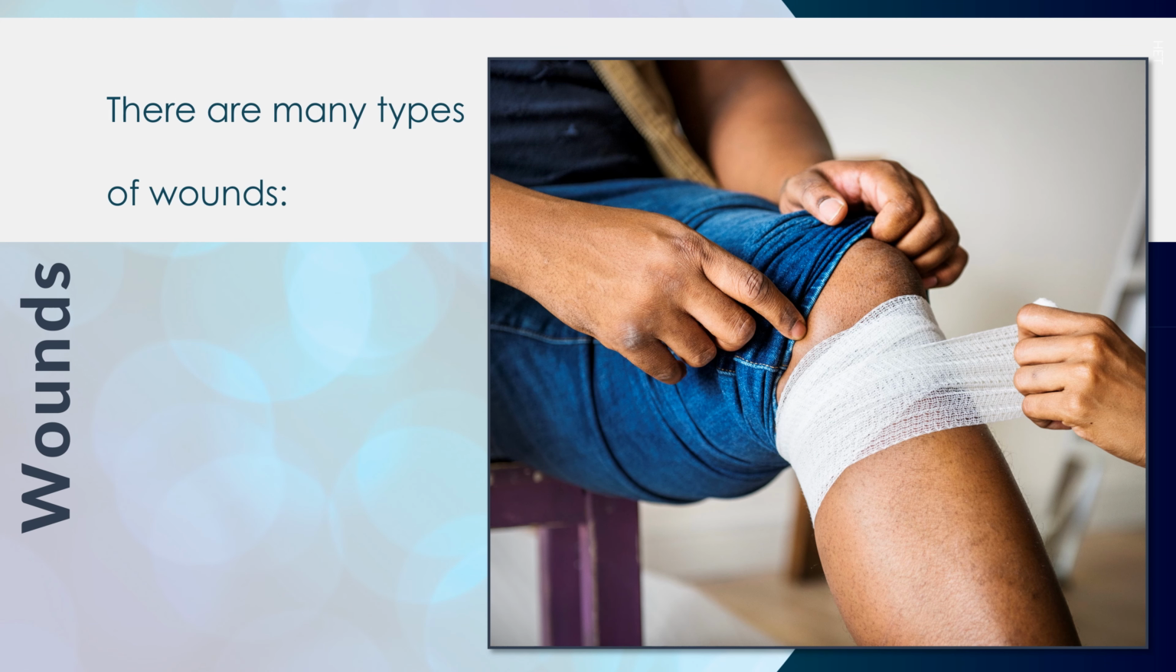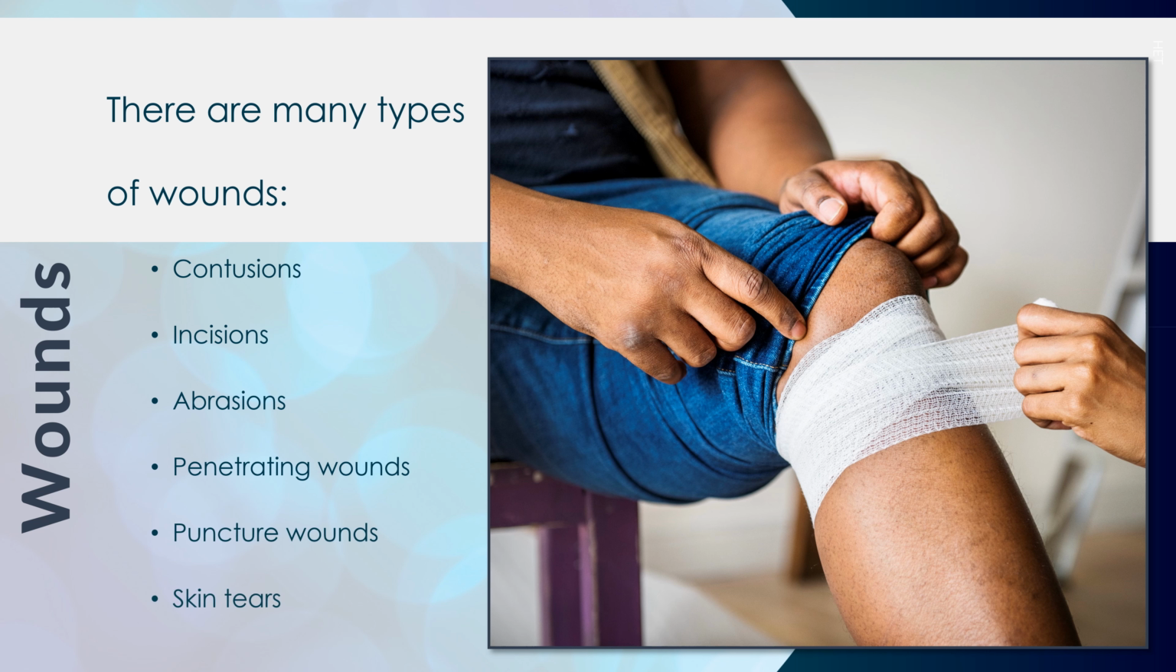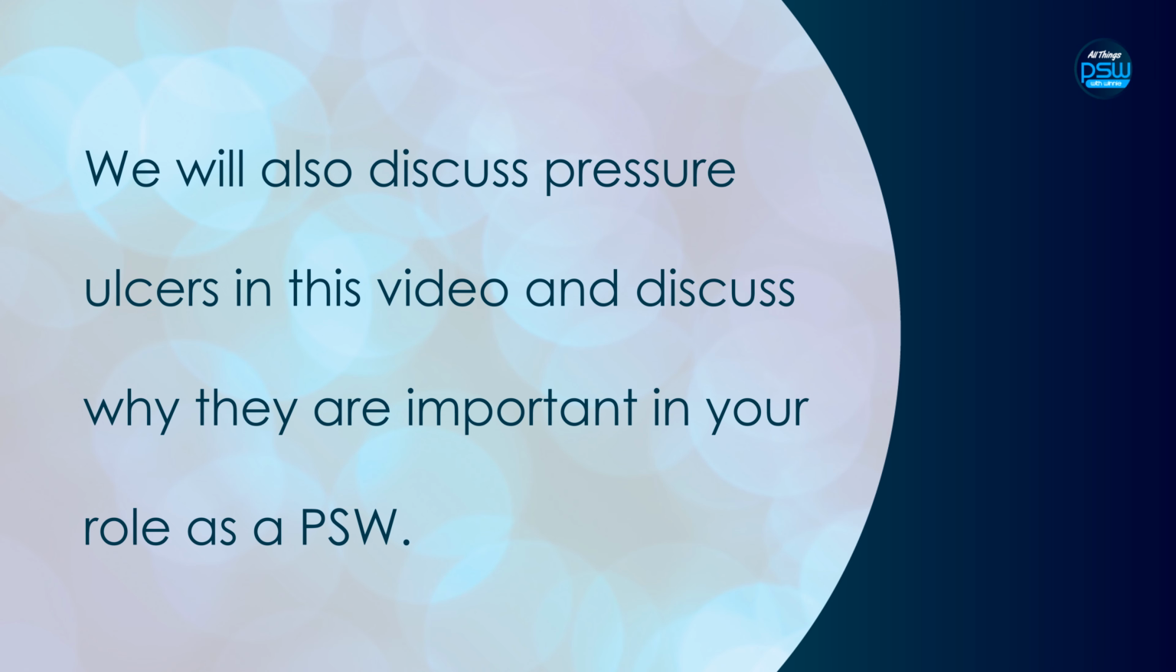So there are many different types of wounds. You can have contusions, incisions, abrasions, penetrating wounds, puncture wounds, and skin tears. And I know you're saying, whoa, Winnie, slow down. We are going to discuss these very quickly, but I just want you to know that there are many different types of wounds. We're also in this video going to discuss what pressure ulcers are, because this is another question that they want to ask you. As the PSW, you're probably the first person to see a pressure ulcer, and it's important for you to observe and report to your nurse.